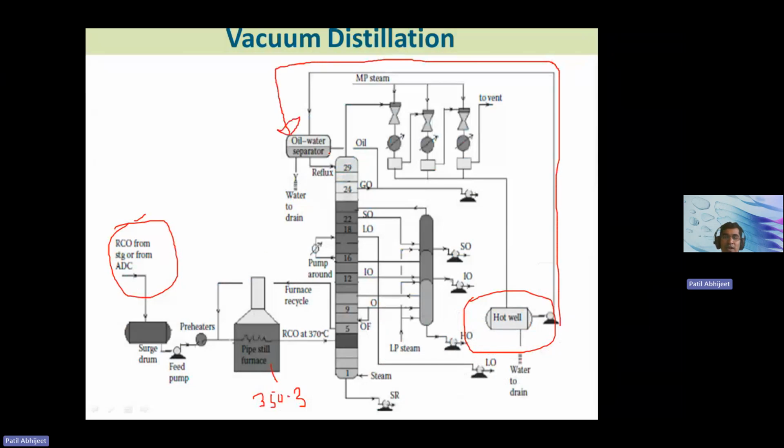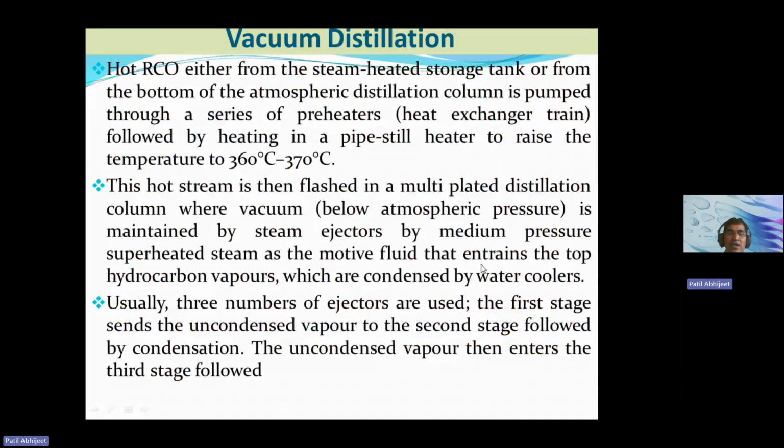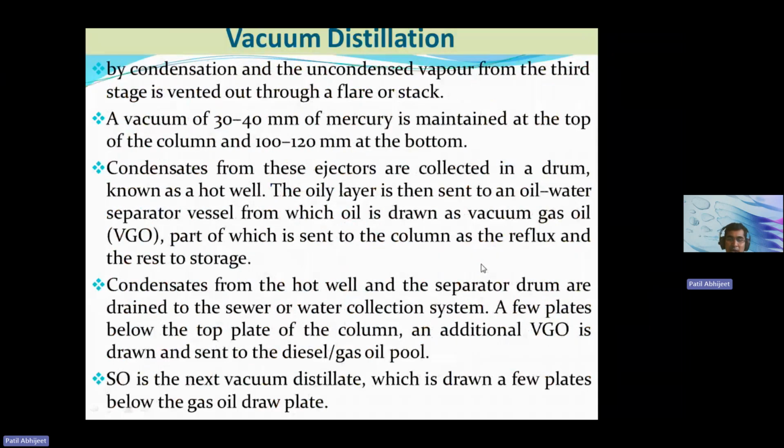Okay, so water is separated, and again oil will be charged, and the rest of the amount is sent to the drain. Then the condensate which comes from the hot well and separator drums is again charged to the water collection system, and flue plates below the top plate give additional VGO, which is withdrawn and sent to the diesel gas oil.